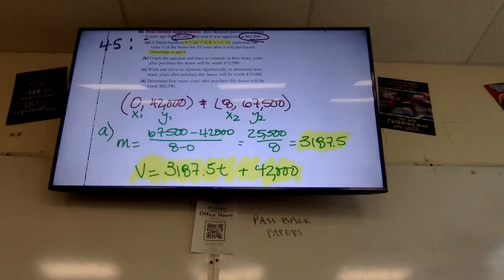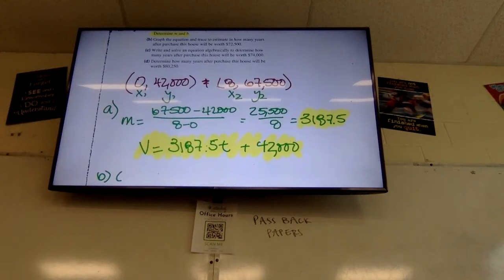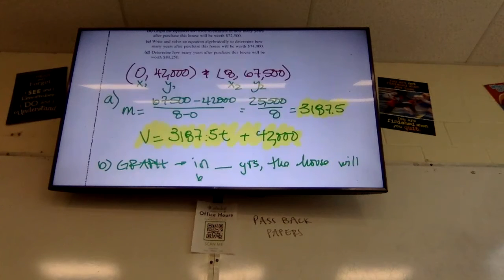Now this is why we got our graphing calculators up, because the next one says graph the equation and trace to estimate in how many years after purchase this house will be worth $72,500. So in my paper, I'm going to write: my answer will be in blank years, the house will be worth $72,500. Especially if you don't have the problem on your paper, make note of what we're finding. What was the point of this? So we're going to graph it in the calculator.